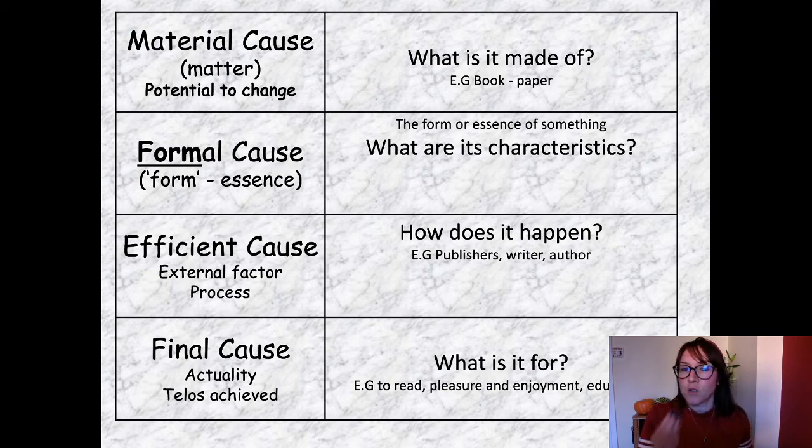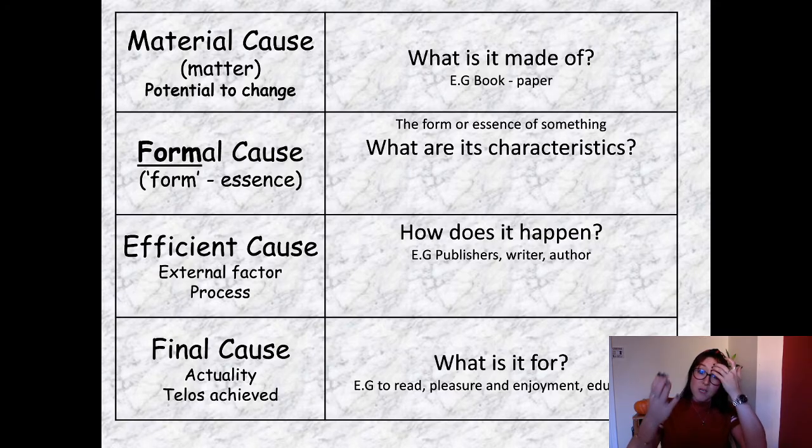So the form is often the one the students struggle with the most. It's the characteristics of the material. So I'll come back to that one in a second. The efficient is the external factors. What comes in to make something happen? What comes in to make that paper go from paper to book? And then the final cause is when it's achieved, when that final outcome, that final purpose is achieved, when that new actual state is there with new future potential.